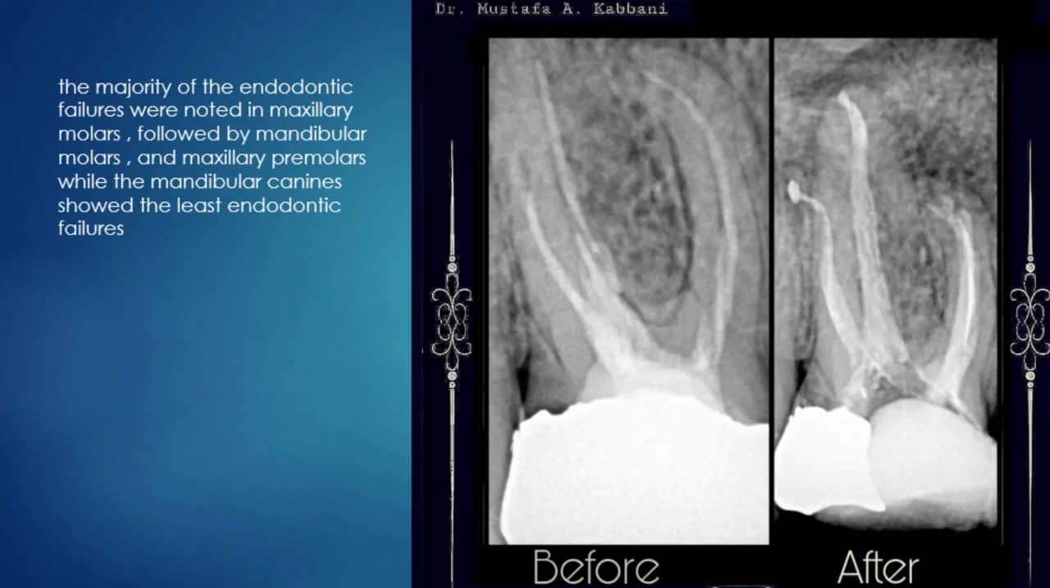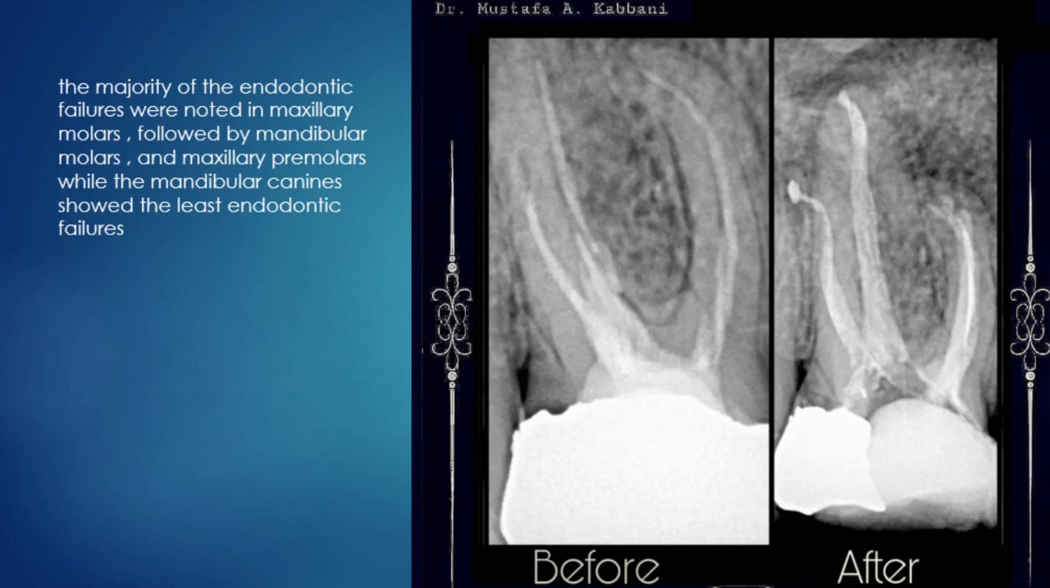So, as we learned from the previous slide, the failure to localize and treat all of the canals of the root canal system is one of the major causes of root canal treatment failure. Now, a study by Azhar Iqbal showed that the majority of endodontic failures were noted in maxillary molars, followed by mandibular molars and maxillary premolars, while the mandibular canines showed the least endodontic failure.